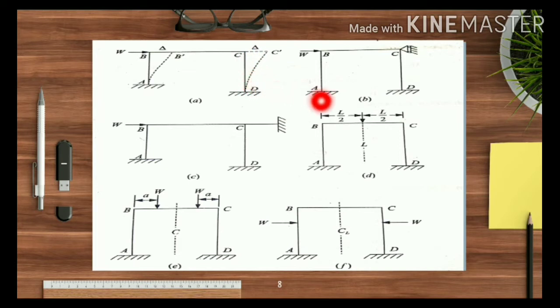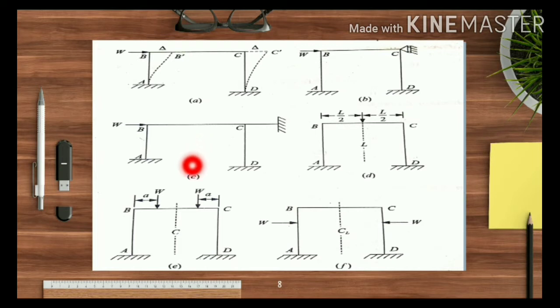Okay. Next, consider figure B. In figure B, there is a horizontal load acting on the joint B, but a support is provided at the joint C. So the sway due to this horizontal load will be resisted by the support at C. Any movement due to this horizontal load will be resisted by the support at C. So this will be a non-sway frame.